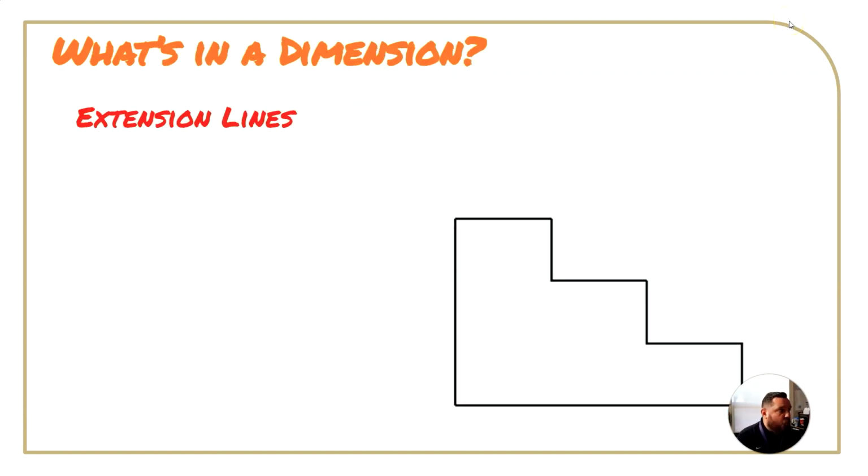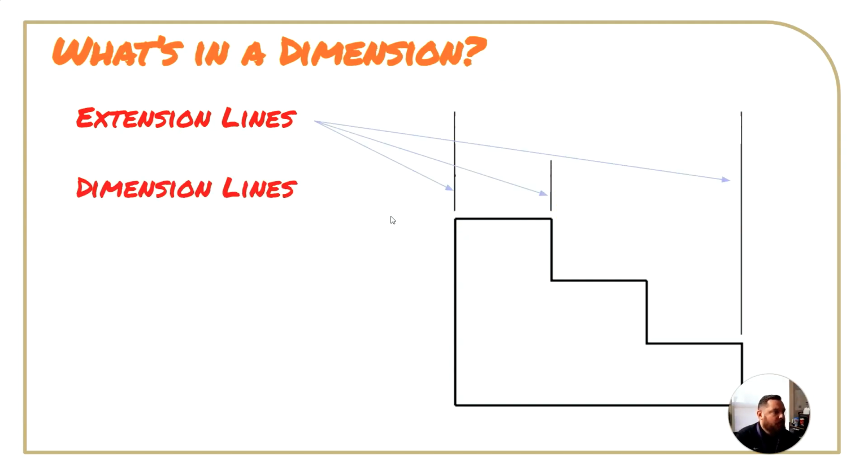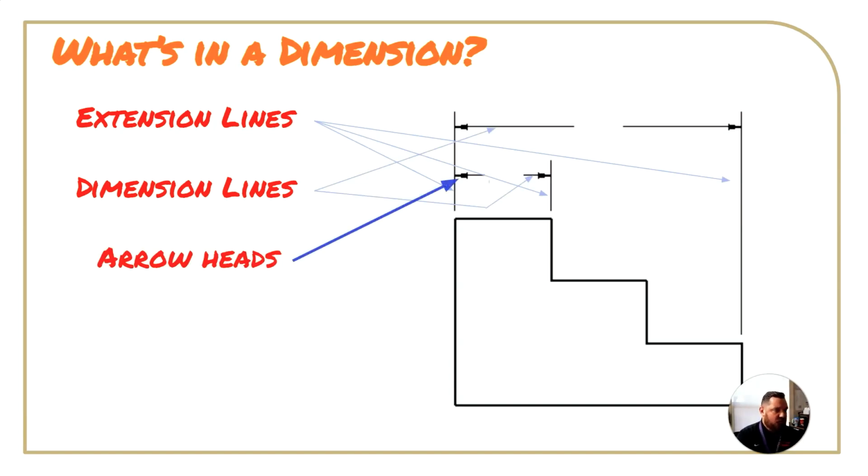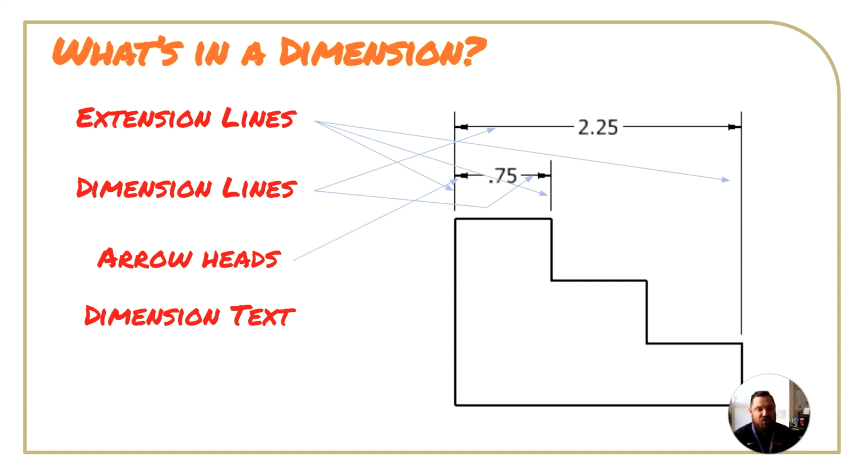Now, let's break down what actually goes into dimensions. So first we have the extension lines, and those are these fellas here that line up with the point in question. All right, then we have our dimension lines. These are these little fellas here with arrows pointing towards the outer limit of the dimension. Then we have our arrowheads. Right, there we go. And our dimension text, which is going to be centered in the middle of the dimension so long as there's space for it.